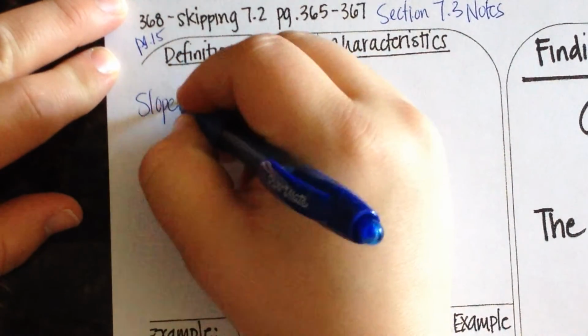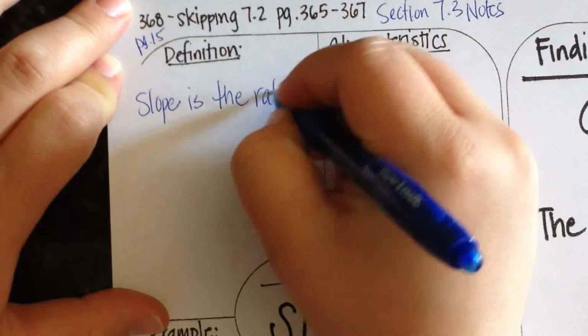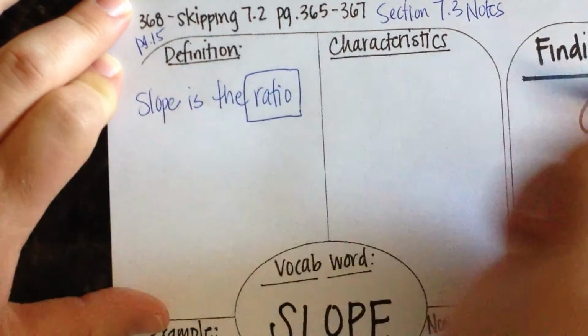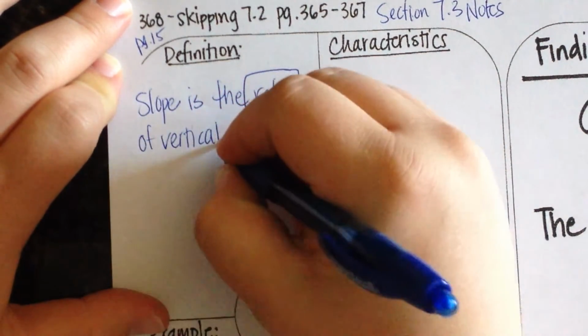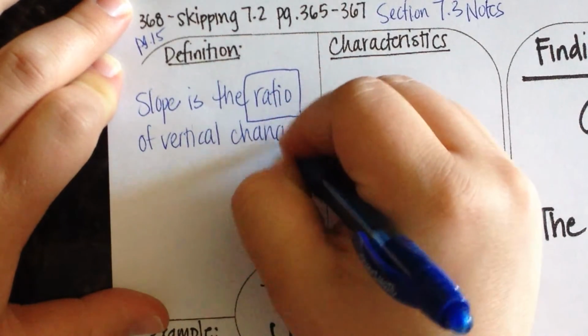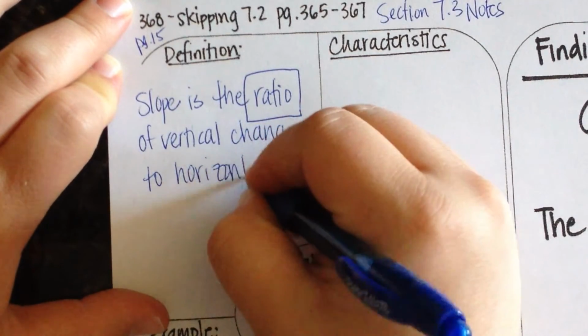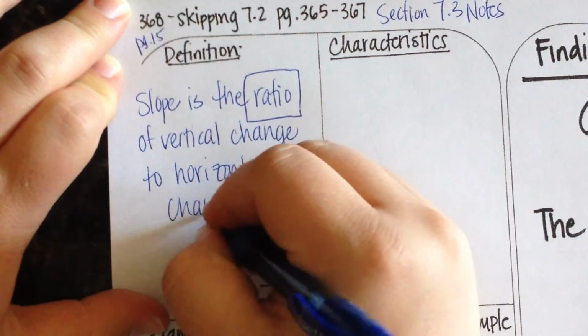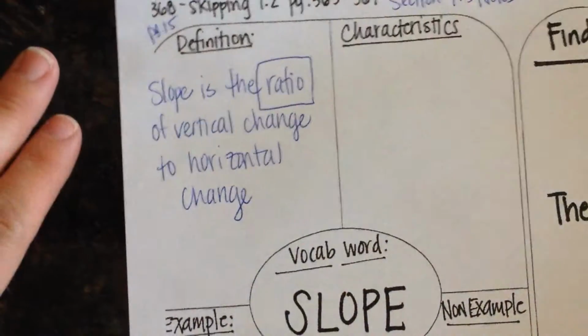But slope is the ratio of vertical change to horizontal change. And this is very important that you go back and think about what a ratio is.